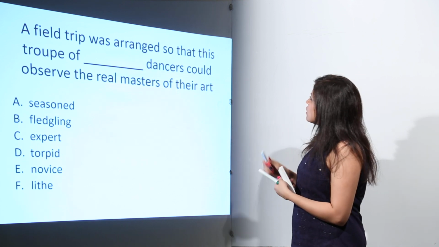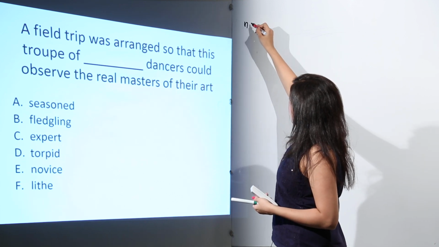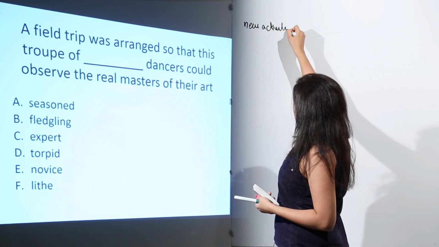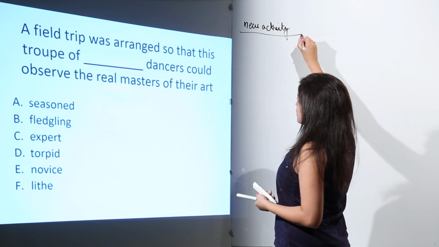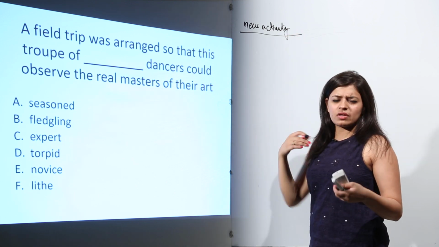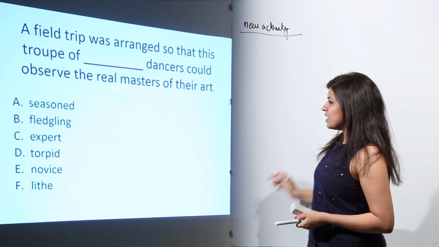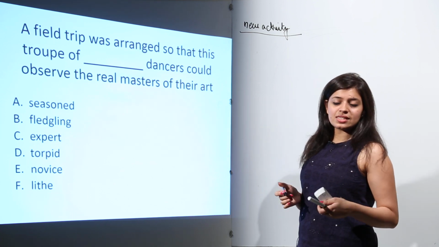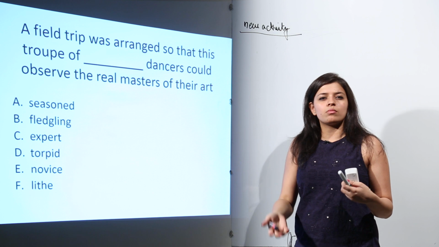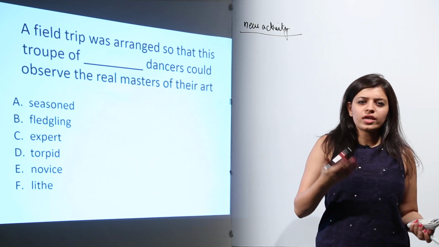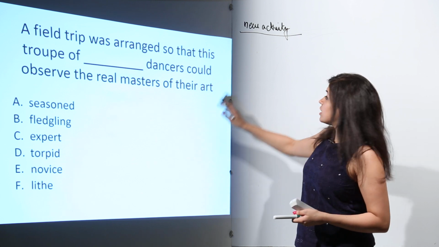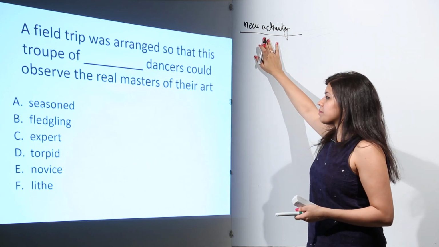So let's look for the keyword. The keyword says it's someone that is new to an activity. Make sure that the keyword that you find to fit in this blank should be something that you are really familiar with. Let's see the options. The first option says seasoned. Seasoned is that some people like the farmers, the laborers who work in one season and don't work in other season. It does not match our keyword that says new to some activity.